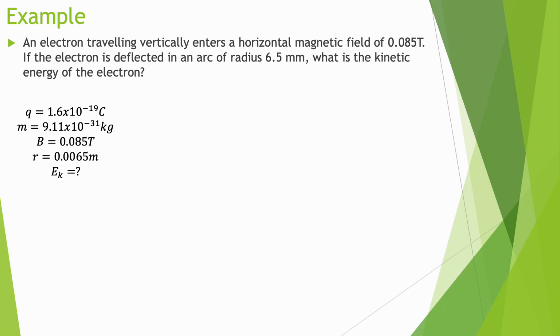We know the charge of an electron is 1.6 times 10 to the negative 19 coulombs. The mass of an electron we know is 9.11 times 10 to the negative 31 kilograms. Our magnetic field is 0.085 teslas, and our radius needs to be converted into meters. So 6.5 millimeters is 0.0065 meters, and we're looking for kinetic energy.